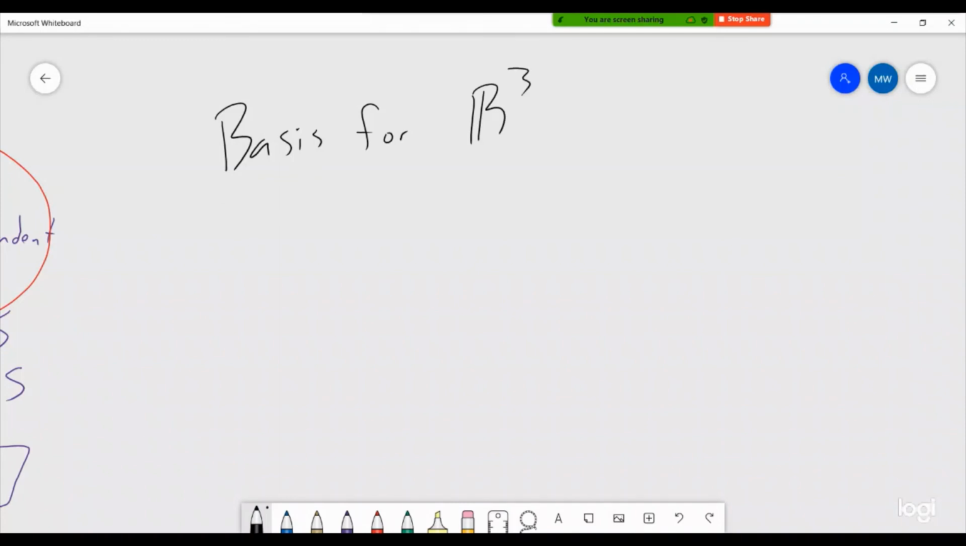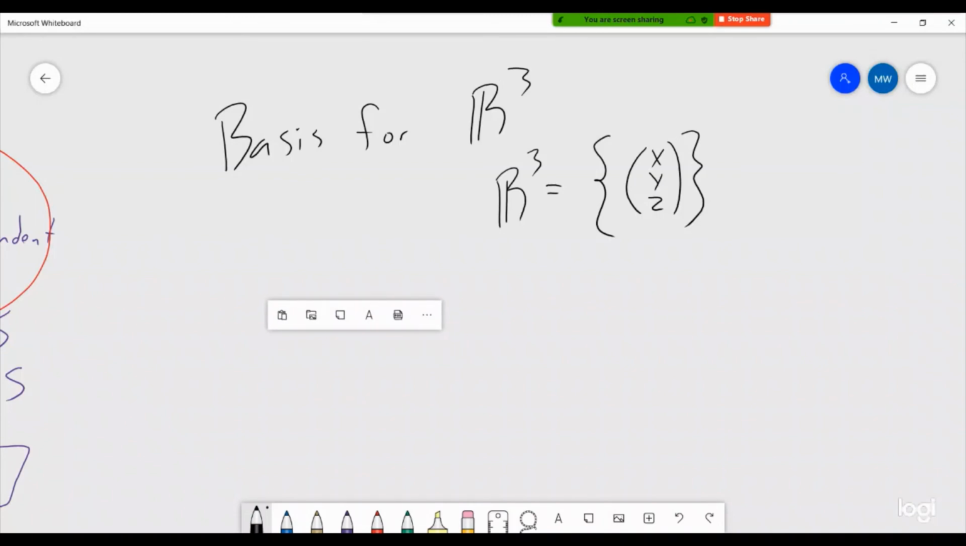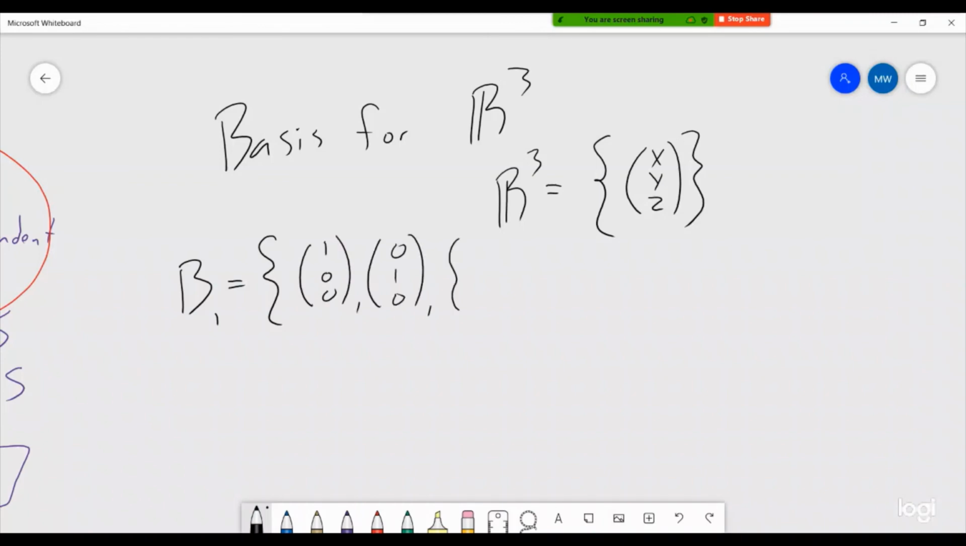R3 is not a matrix, but a set of vectors. R3 is the set of vectors that look like this, x, y, z. One basis for this might be the set (1, 0, 0), (0, 1, 0), (0, 0, 1). That is one valid example of a basis.